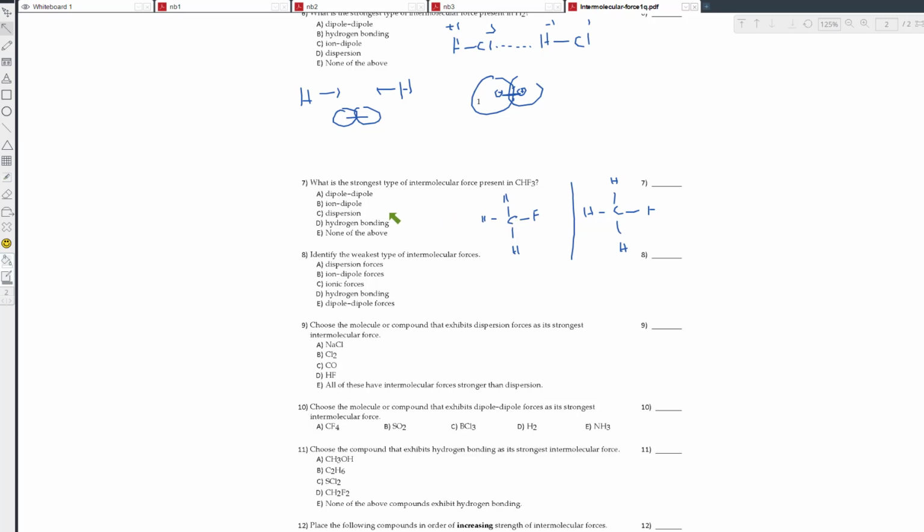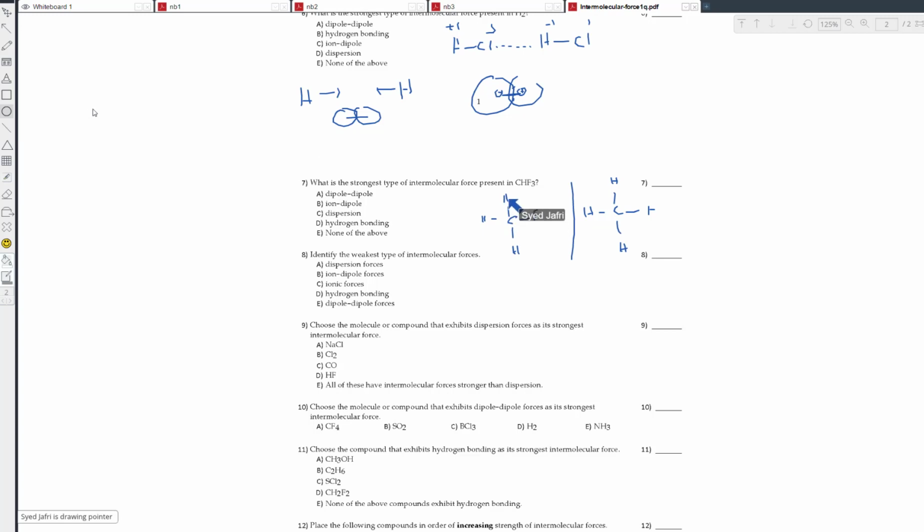It's polar, so look here. Can hydrogen bonding occur here? No, hydrogen bonding cannot occur because I don't see any hydrogen directly attached to fluorine. Hydrogen is there, but it is not directly attached to fluorine. In order to get hydrogen bonding, you need hydrogen directly attached to either fluorine, nitrogen or oxygen. I don't see that here.